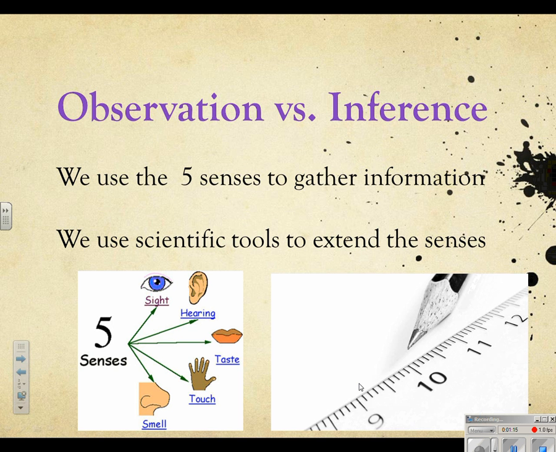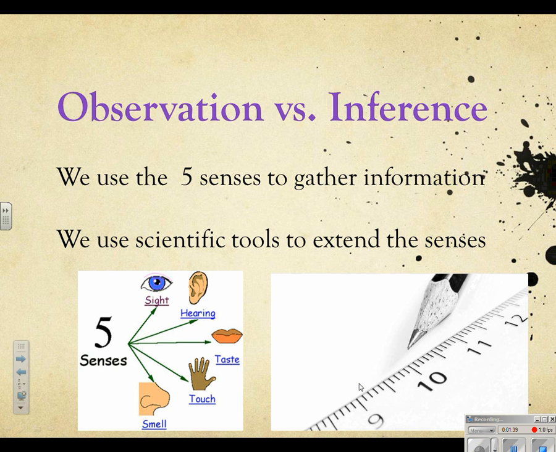We can make inferences about the information that we gather from our senses as well. So for example, we can observe that the sky is cloudy and we can infer that it's going to rain because from our past experiences and the knowledge that we've acquired, we know that cloudy skies, gray skies, normally mean impending rain or bad weather.